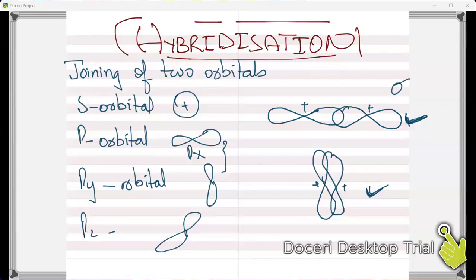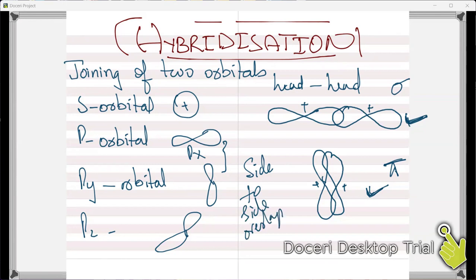This one is called sigma bonding. We call it head-to-head overlapping. Thank you guys, you have a fair idea. And this one is called pi bonding, and this is called side-to-side overlapping. Okay, let's finish this one, because this also needs to be discussed.